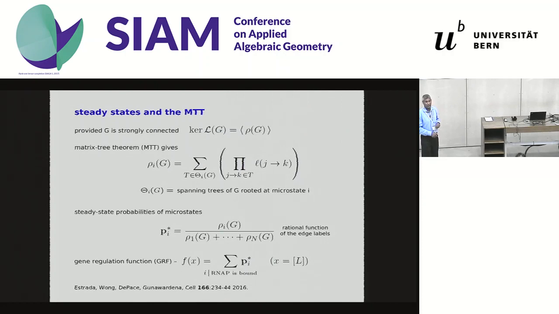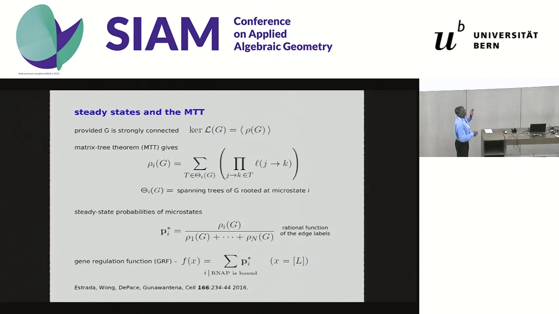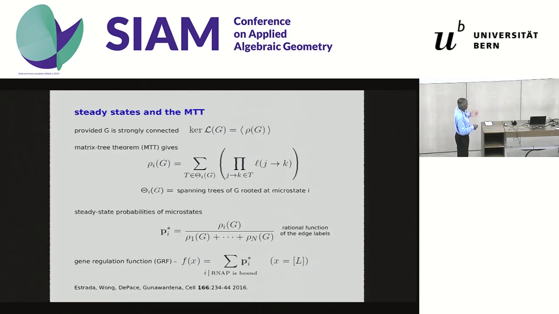And now, the way we typically explain a gene regulation function, this input-output relationship between transcription factors and the output, is to take the output to be proportional to, if you like, the probability that the polymerase is present. It's called the occupancy hypothesis. It's questionable, but we can get into that another time. So this we consider as a function of whatever the transcription factors are. In this example, it's this transcription factor L, and x here, the independent variable, is the concentration. Okay? All right.